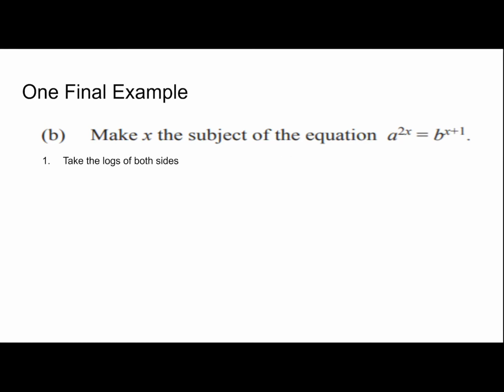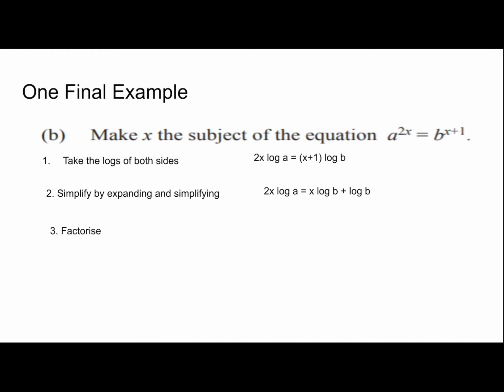Once again, we take the log of both sides. So our result is 2x log a equals x plus 1 log b. Expand the right side of the equation, expanding and simplifying. So 2x log a equals x log b plus log b. Basically just how you would normally do algebra. I don't really know how to explain that any easier. So 3 you would factorize, okay?